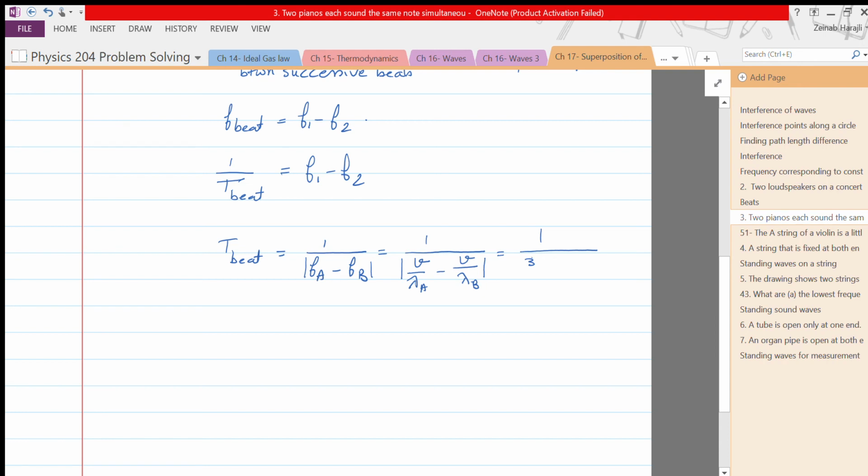Now all we have to do is substitute to find the value of the period of this beat. We're given the speed of sound to be 343, and the wavelengths are given for piano A, 0.769, and for piano B, 0.776. If we calculate this, we will get 0.25 seconds.